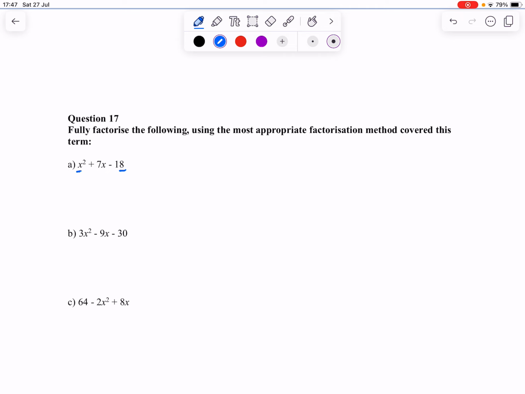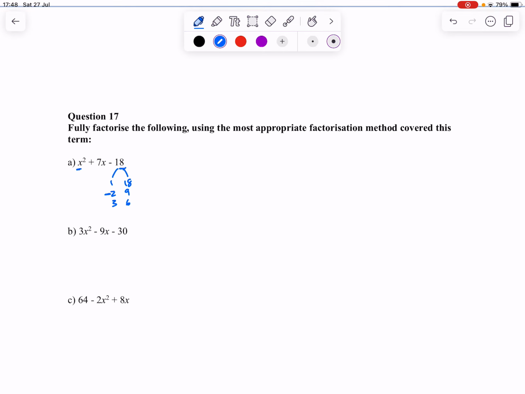So sum and product. What are the factors of 18? 1 and 18, 2 and 9, 3 and 6. The next one is 6 and 3, so we're done here. Is 1 and 18 ever going to give us 7x? No. Is 2 and 9? Yes.